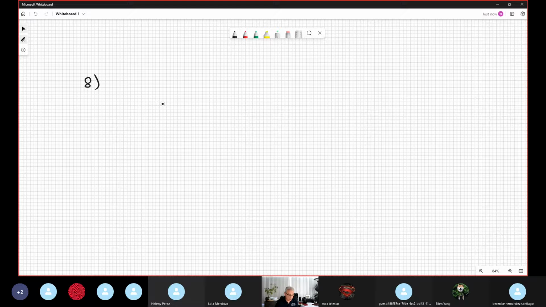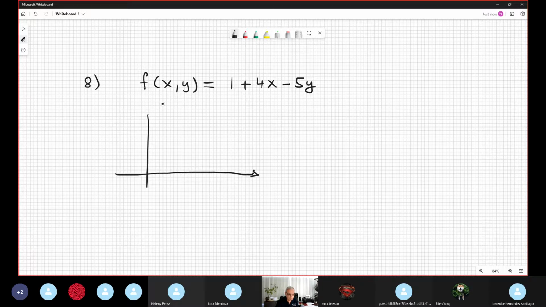Okay, the question A, which is the most, not complicated, but it is the part that I feel some students don't understand very well, is to find the global max and global min. So in this case, we have a surface, which is 1 plus 4x minus 5y. And we have a specific region, in this case a triangle.